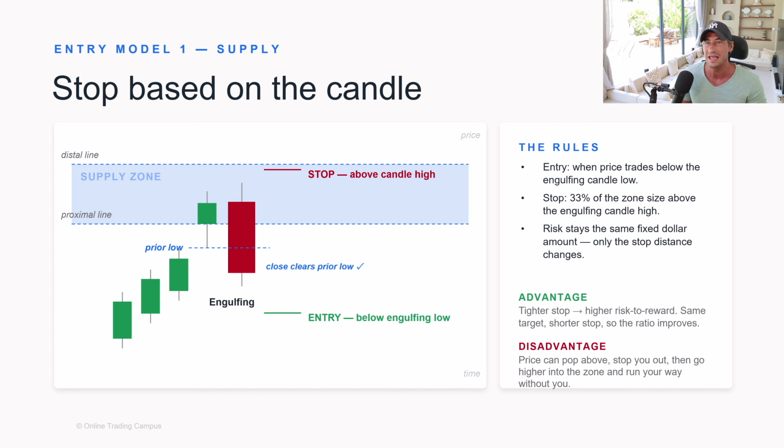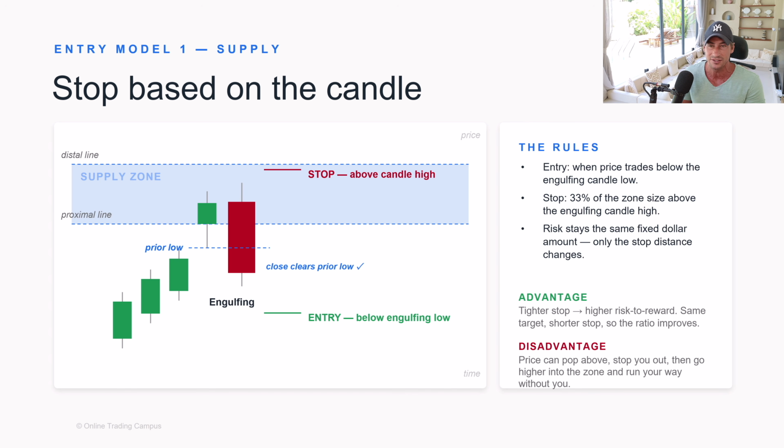Now, the same two ways, but for supply. This is just the mirror, so it will go fast. Price rallies up into my supply zone, the bearish engulfing prints. A small green candle first, then a big red candle. It closes below the whole green candle, below the prior low. That is my valid engulfing. My entry flipped. I sell the moment price trades below the low of that engulfing candle.